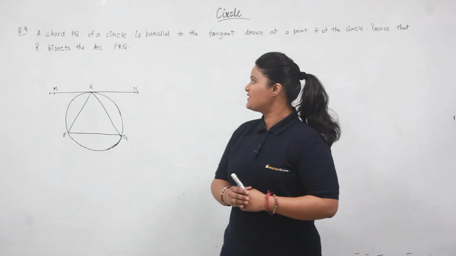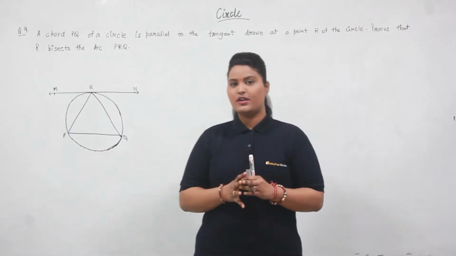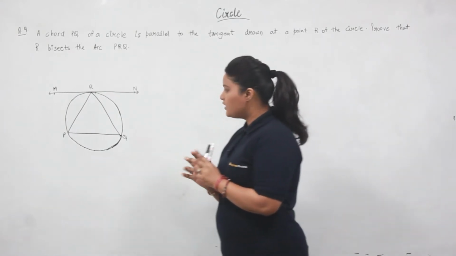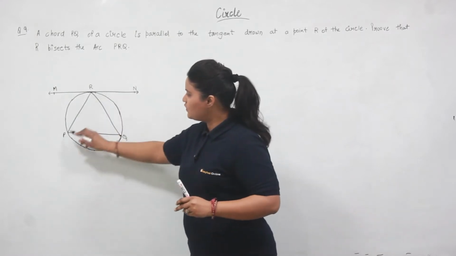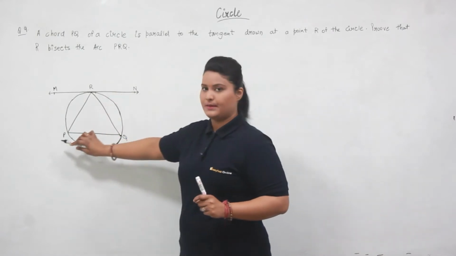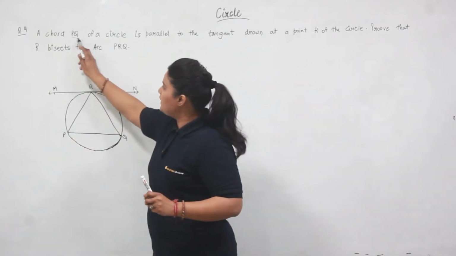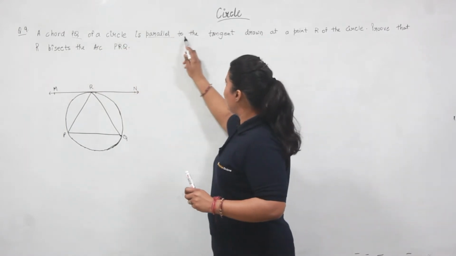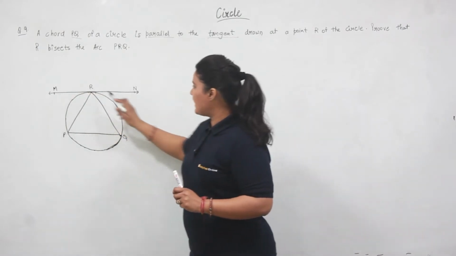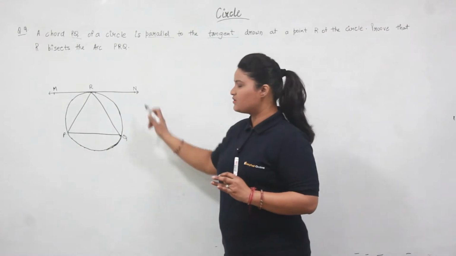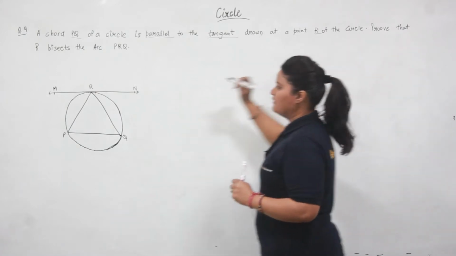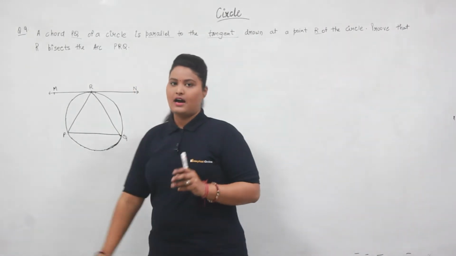Okay class, so let's begin my next question. This is a new type of question, so just look at the board carefully. The question is saying a chord PQ. There are 3 chords you can see: one PQ, second QR and RP. So a chord PQ of a circle is parallel to the tangent MN. Here is one tangent MN, drawn at the point R of the circle, which is touching the circle at point R.